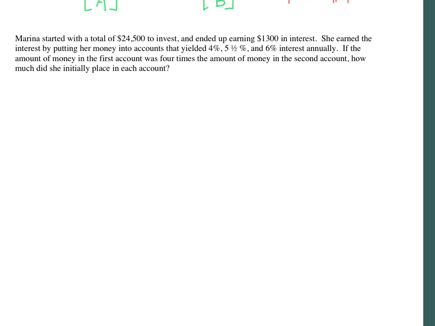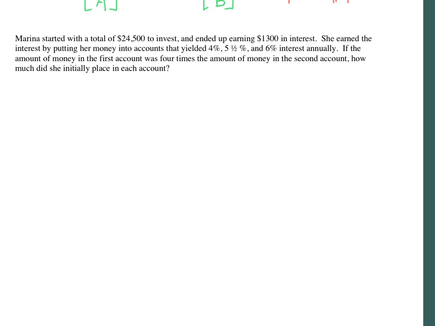She had $24,500 to invest, and she ended up earning $1,300 in interest. She earned this interest by putting her money into accounts that yielded 4%, 5%, and 6% annually. If the money in her first account was 4 times the money in the second account, how much did she initially place in each account?